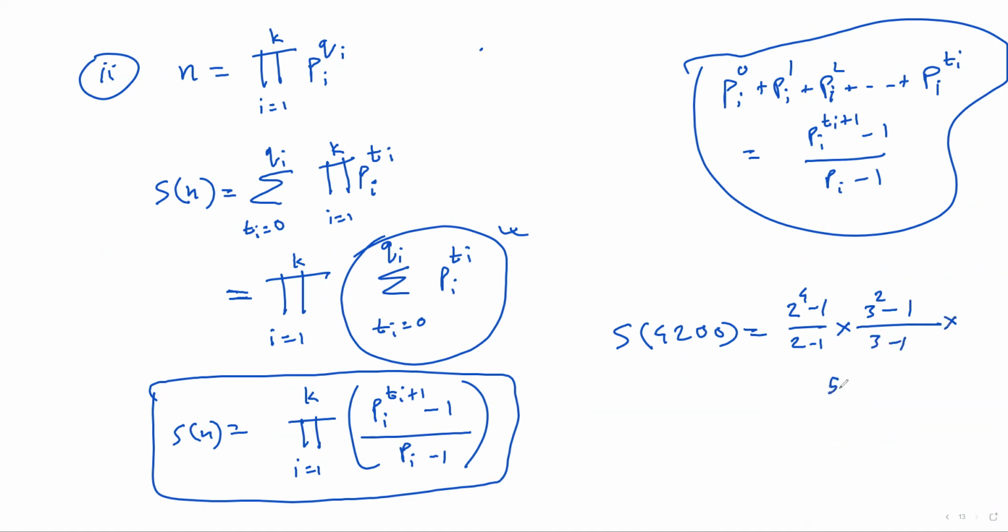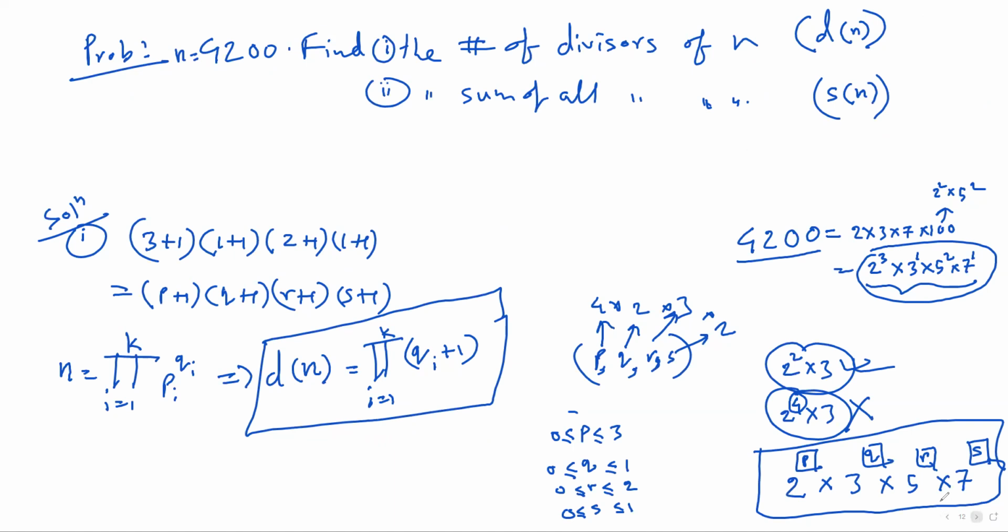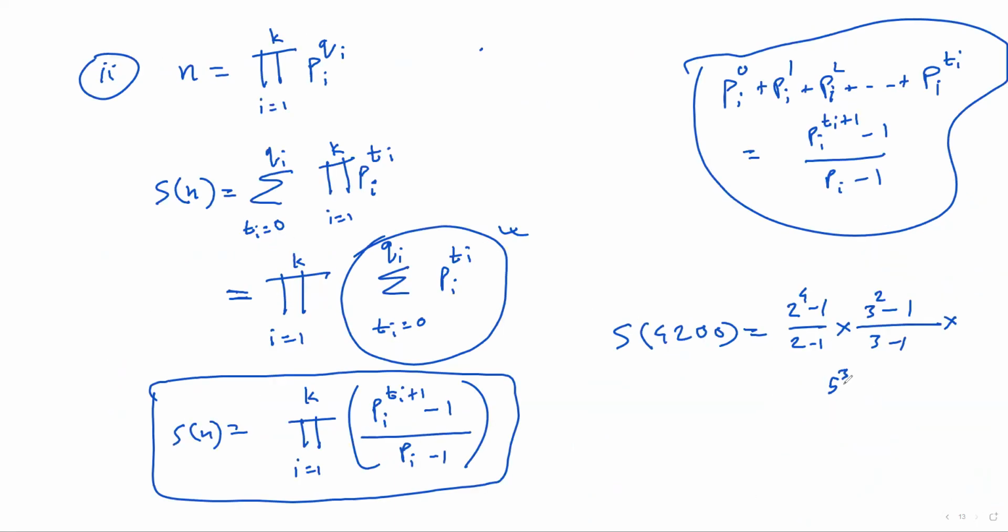Times the third factor was 5. 5 had power 2, so we have to write 5 cube minus 1 by 5 minus 1. And finally, 7 had power 1. So 7 square minus 1 by 7 minus 1. All you have to do is complete this multiplication to get a complete answer. And that's all. So this is how we find the sum of all divisors.